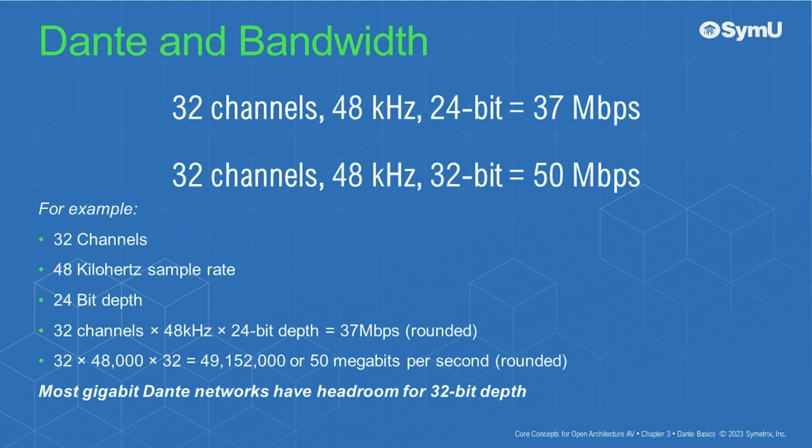This same formula can be used for multiple channels of digital audio. In this example, 32 channels with a sample rate of 48 kHz and 24-bit equals 37 megabits per second, rounded up. Transmitting 32 channels using 32-bit instead of 24-bit, the bandwidth increases from 37 megabits per second to 50 megabits per second, rounded up. Most gigabit Dante networks have headroom for 32-bit depth.